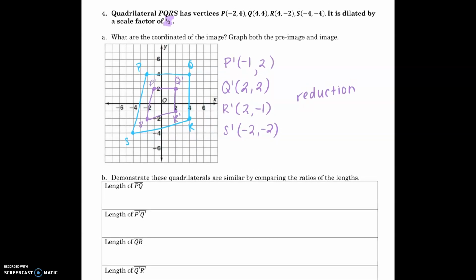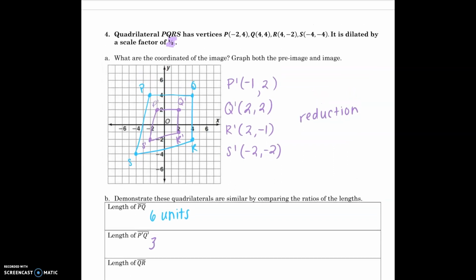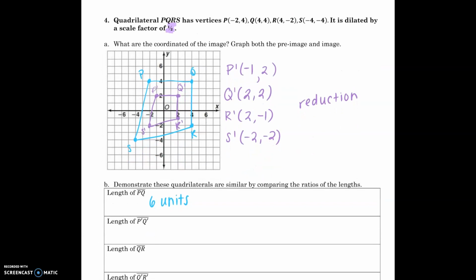For the length of PQ, because it is a horizontal line, we can just count it on the graph. So the length of PQ is 6 units. And the length of P prime Q prime is 3 units. Now, if you recall, our scale factor is always our image length divided by our pre-image length. So here, if we do 3 units divided by 6 units, we get 1/2, which is the same as our scale factor.